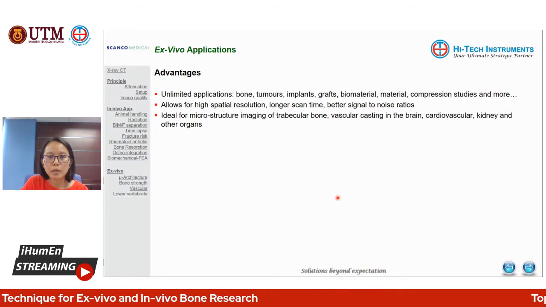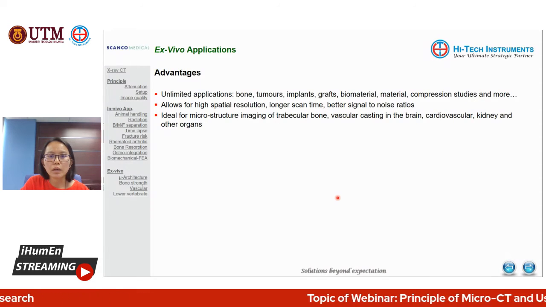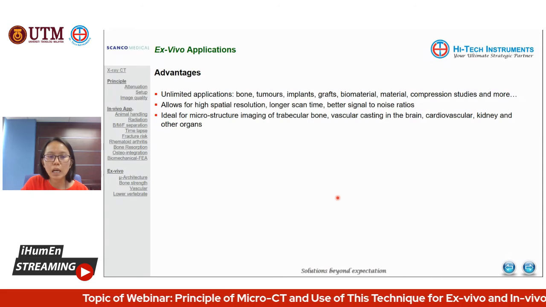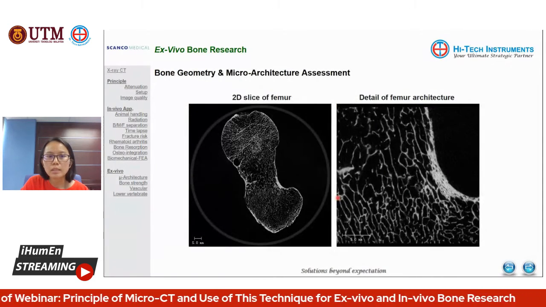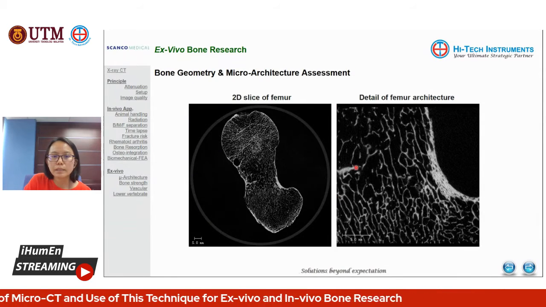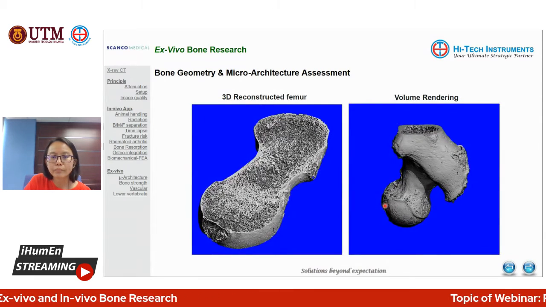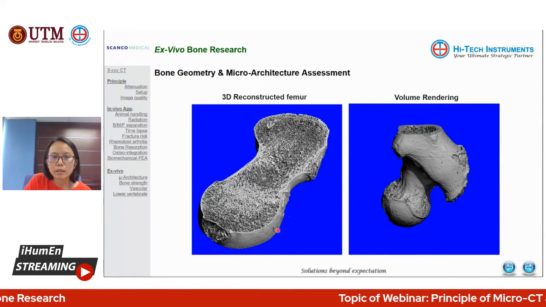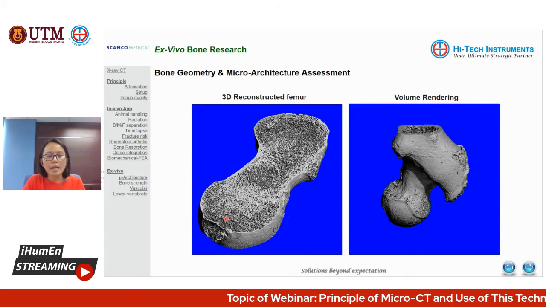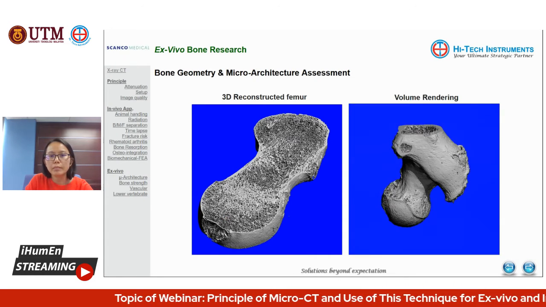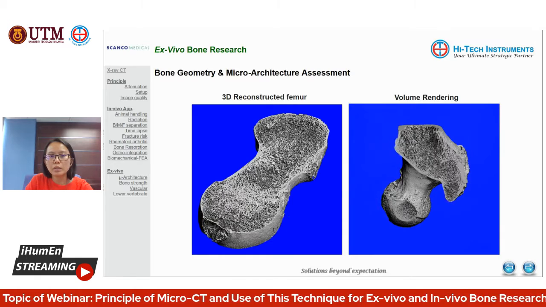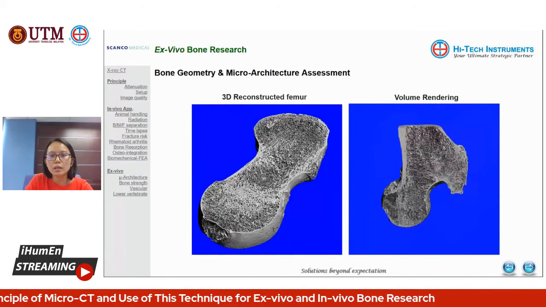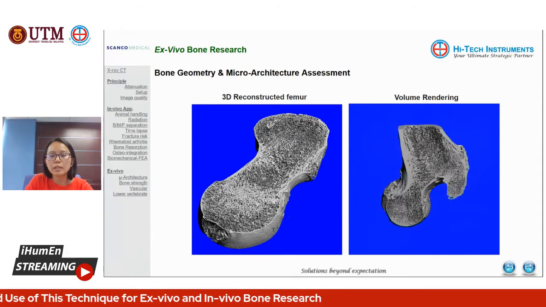Apart from trabecular bone, we can do vascular casting, and we can do vascular casting in the brain, in the cardiovascular system, in the kidney, and other organs. So this is an example by looking at the details or the microarchitecture of the trabecular itself. So here is the reconstructed femur. And of course, we can make it into animation. You can see the fine structure of the trabecular itself.